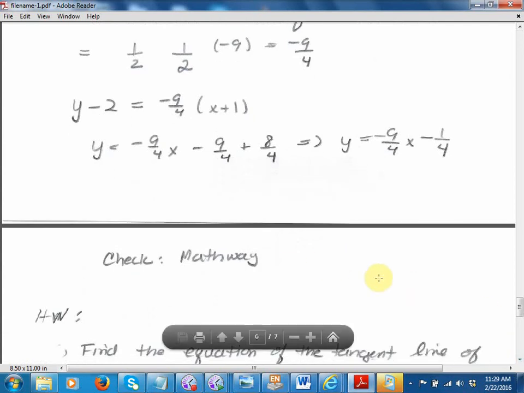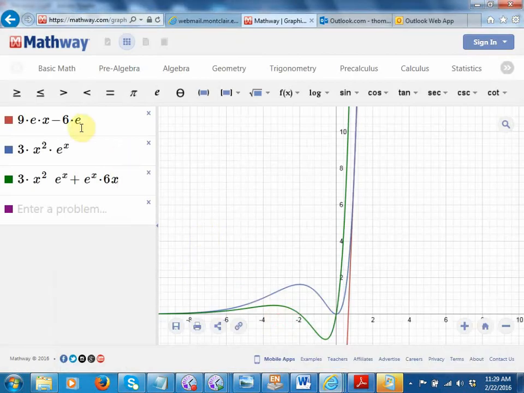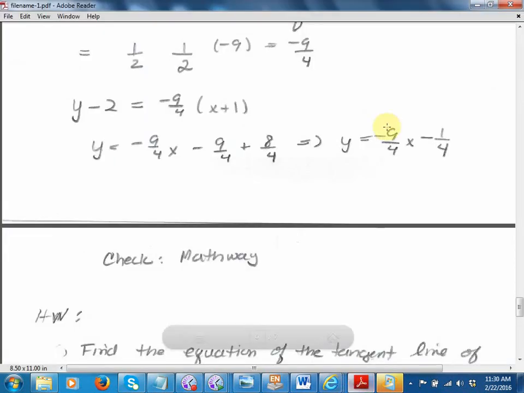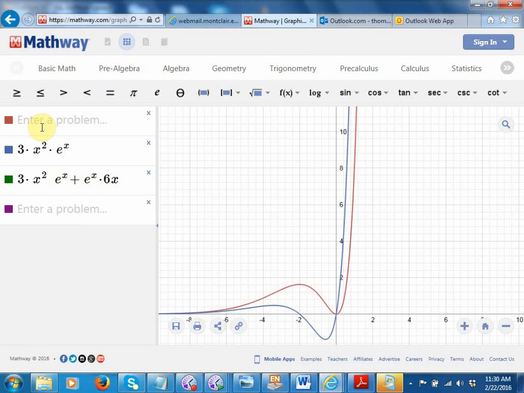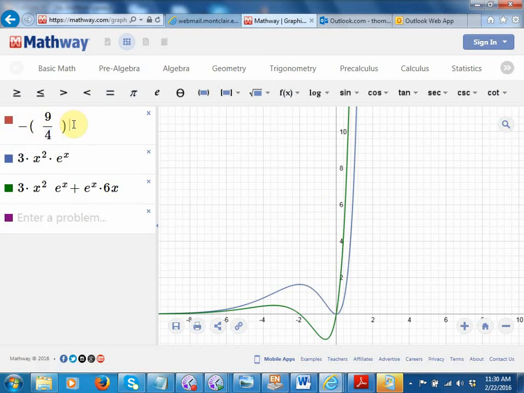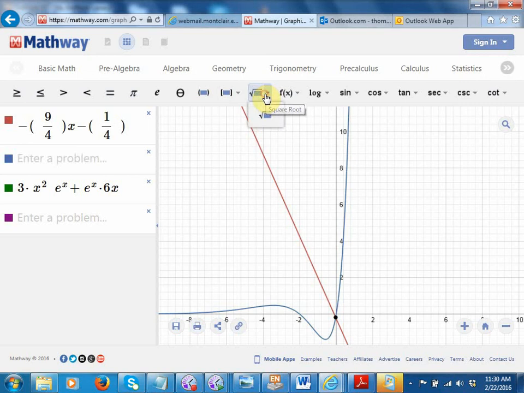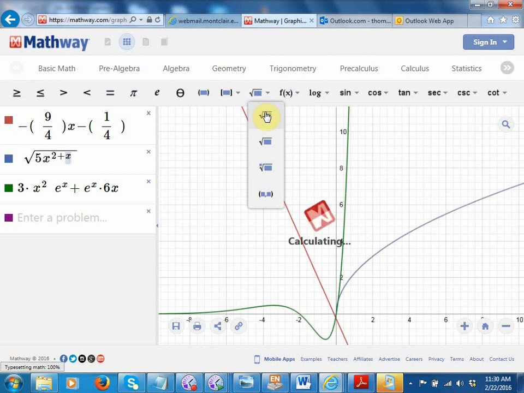Okay, so let's check this on Mathway. I'm afraid to check it because that was a lot of fractions and minus signs, both of which I am very highly bothered by. Minus 9/4 x minus 1/4. That's not nice. Does anybody remember what the first function was? It was something like square root of... what do I do, click this thing? Yeah. Okay, and then, what was it? Please be right, please be right.